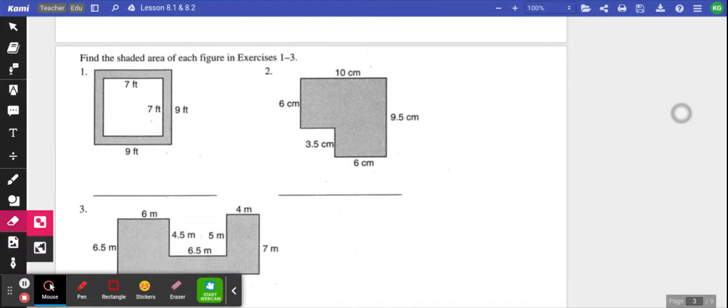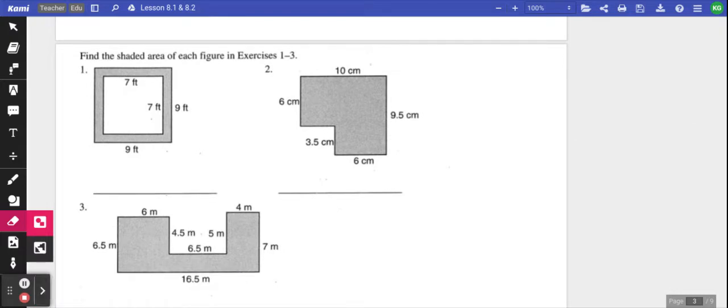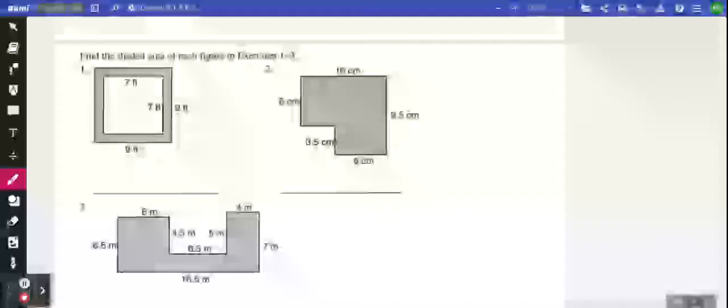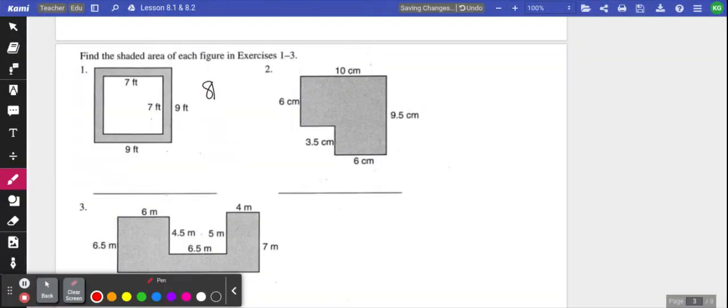Okay, so in this figure we have a shaded area, and it only wants the shaded area. So what we need to do is find the area of the entire outside of this figure, and then since the inside is white, we are going to subtract that out. So I have 9 times 9 for the outside, which is 81. And 7 times 7, which is 49. Then I'm going to subtract those out because I only want the shaded area. And 81 minus 49 gives me 32 feet squared.